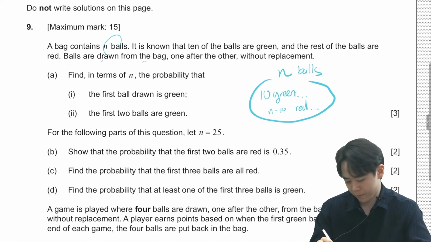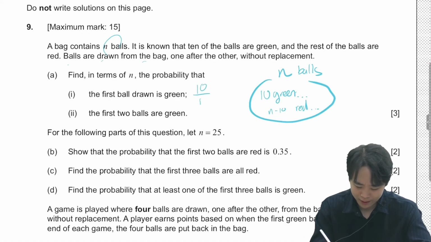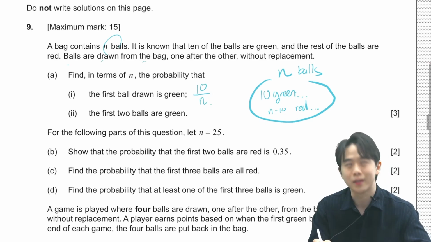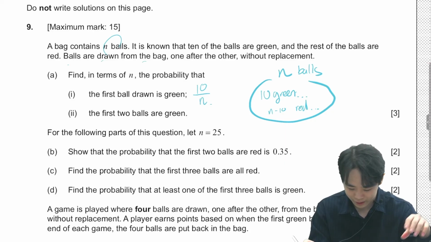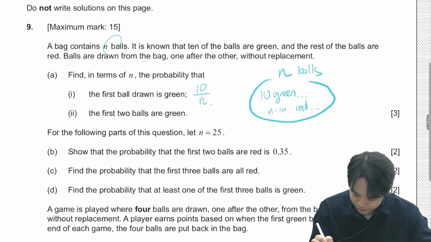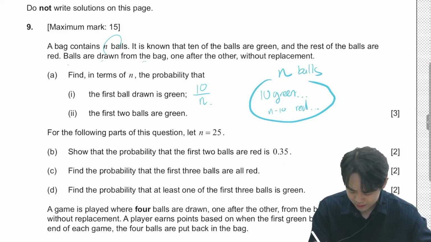Okay, so the first ball drawn is green. I guess that would just be 10 over n, right? Because n would be the total possibilities of the balls that can be drawn, and 10 of them are our target event. Next, the first 2 balls are green. The first ball would basically be 10 over n.